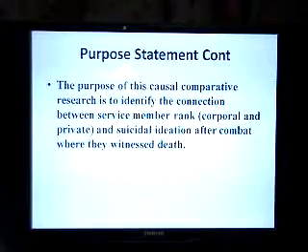Purpose statement continued. The purpose of this causal comparative research is to identify the connection between service member rank, corporal and private, and suicidal ideation after combat where they witnessed death.